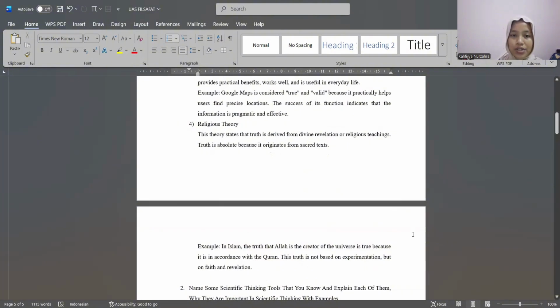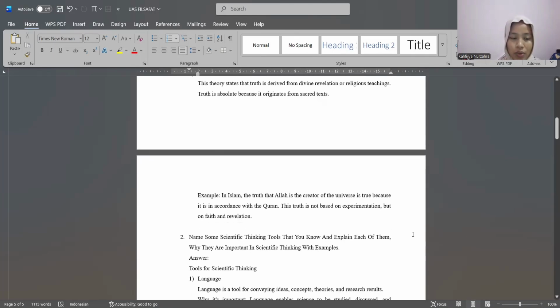4. Religious theory. This theory states that truth is derived from divine revelation or religious teaching. Truth is absolute because it is organized from sacred texts. Example, in Islam, the truth that Allah is the creator of the universe is true because it is in accordance with the Quran. This truth is not based on experimentation, but on faith and revelation.